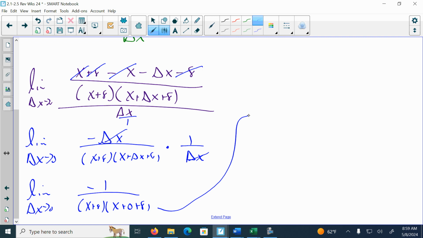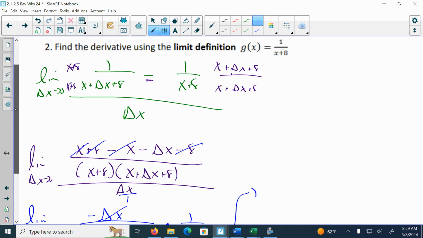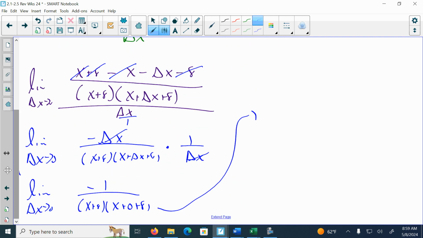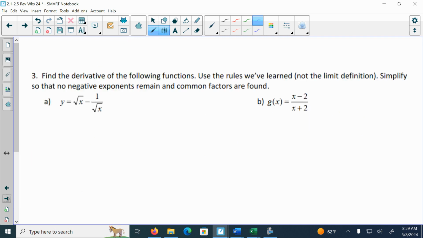So now my final answer, whichever letter I had, G. So G of x is going to be negative 1 over x plus 8, and we're multiplying the two, so x plus 8 squared. Okay, moving on to the next one.